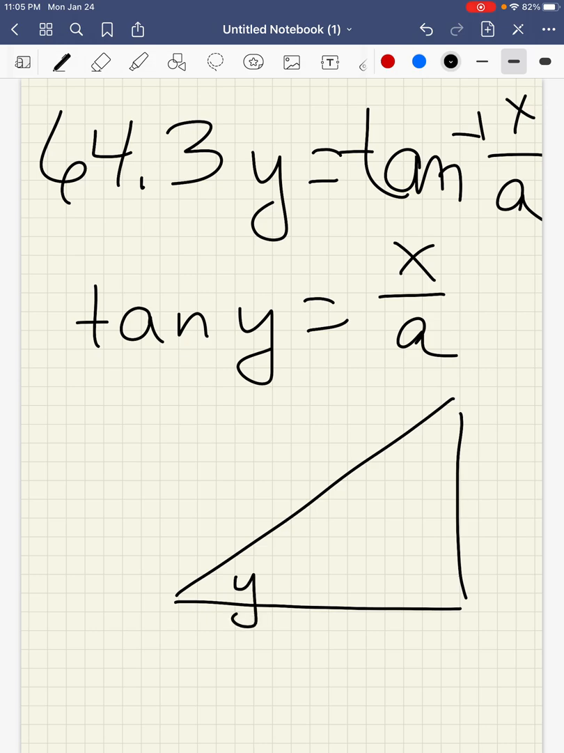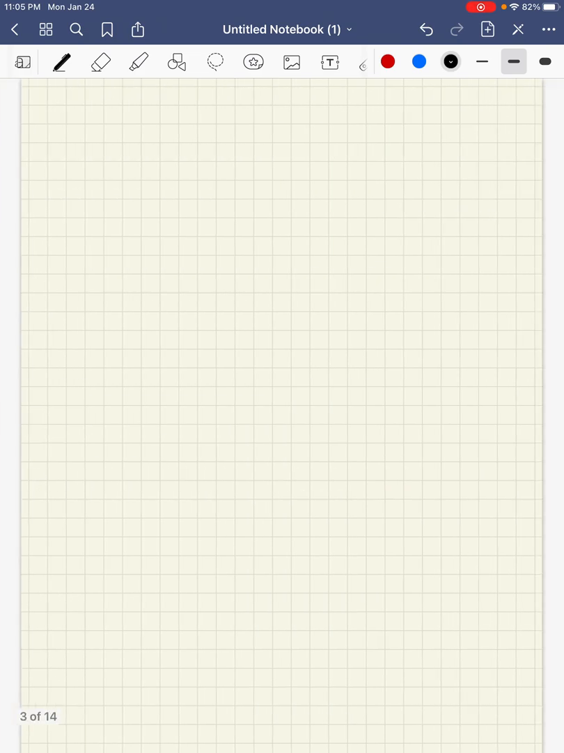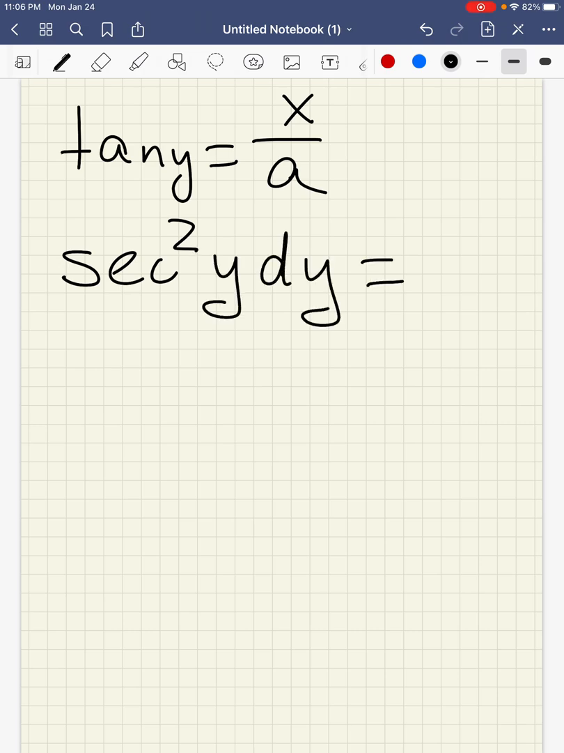So y is the angle, opposite over adjacent, which means that this is the square root of a squared plus x squared. Now we'll take the derivative of this equation right here. So that was tan y equals x over a. And the derivative of tan is secant squared y and then dy. And over here, from the other ones that we've done, we know that it's 1 over a dx.